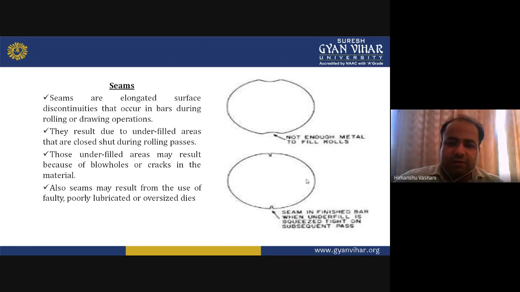If the worker is not doing their task properly, then faults such as unlubricated surfaces will occur. And suppose you are using an oversized die which is not required. If something is oversized and you put a lesser quantity of material inside, then automatically it will lead to some kind of error. Here it will lead to a primary discontinuity named seams, due to the usage of an oversized die.